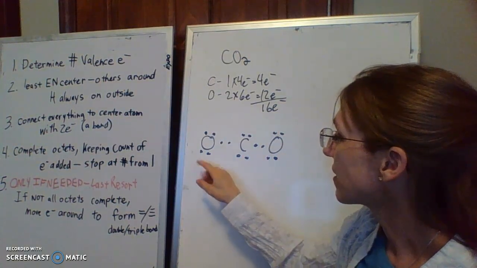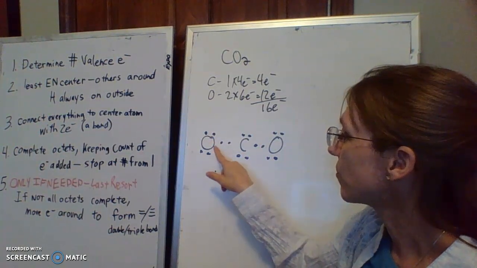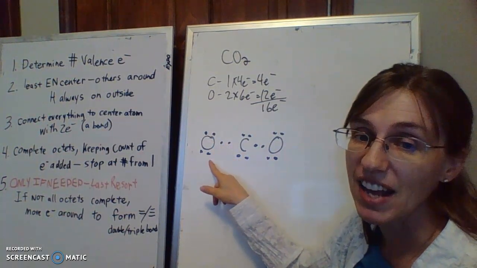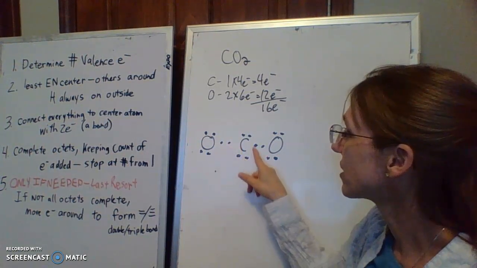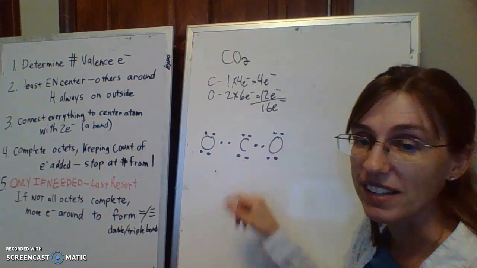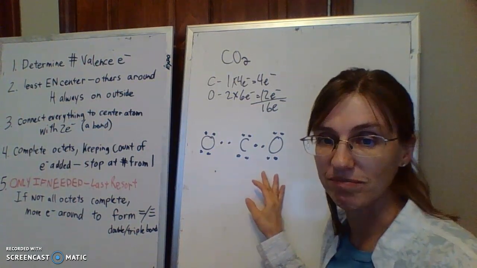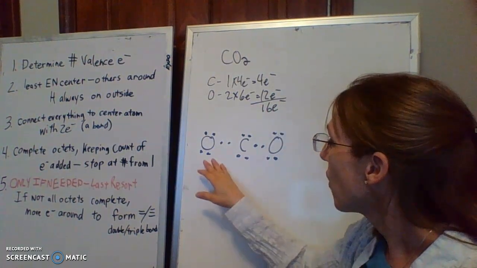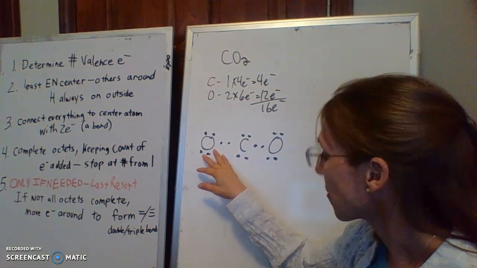Let's go ahead and see if anything's happy or what's not happy. This guy has 1, 2, 3, 4, 5, 6. The oxygen's not happy. So we need to do something about that. Carbon has 2, 4, 6, 8. It is happy. And this oxygen is just like the other one. It only has 6. So the oxygens is where we've got to do some work. Well, let's see. This oxygen's not happy.